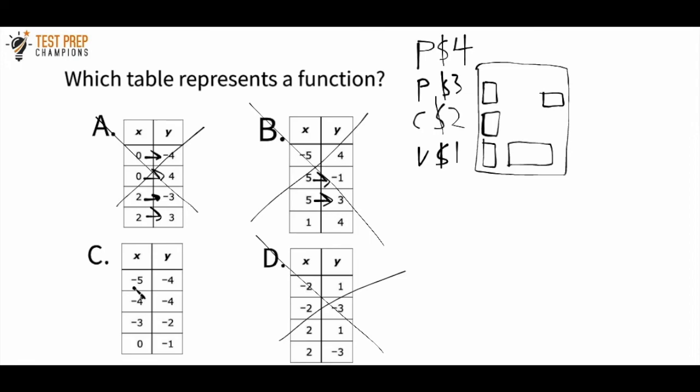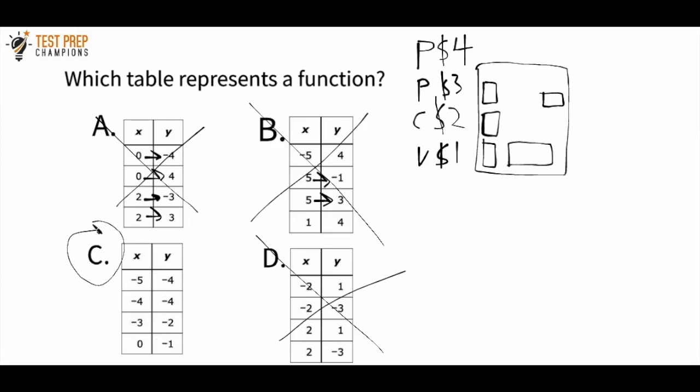So again, you put in -5, every single time the output's going to be -4. You put in -4, every single time the output's going to be -4. It doesn't matter that the outputs are the same. That's perfectly fine. It's just that for each input, you can only have one output. Again, -3, -2, 0, -1. So C checks out here as a function.